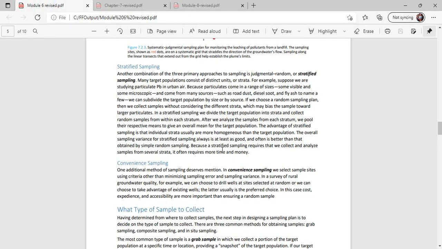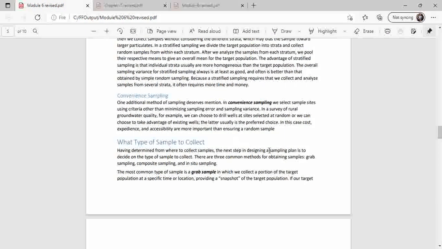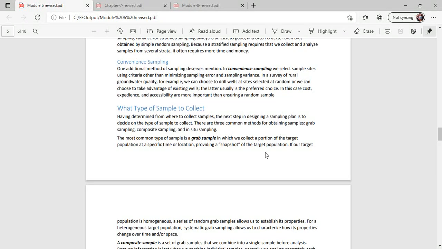Okay, the latter usually is preferred choice if not because sa aton nga cost and also sa expedience and sa accessibility, and more important than ensuring a random nga sample. So, a convenience nga sample is will the same lang gihapon sa atong nga random. Kaya, pero may choices ka if either you need to make a new way to gather a sample or use mo ang mga old nga mga deposits mo muna.